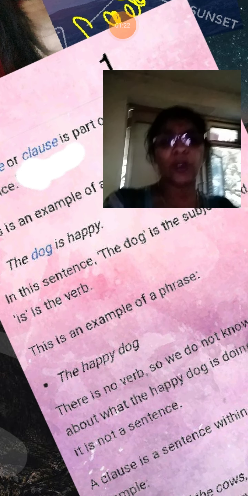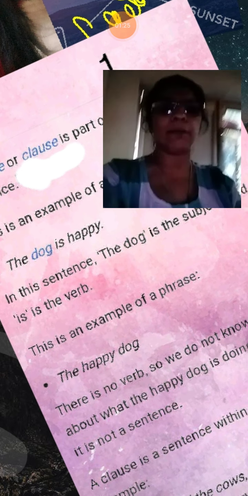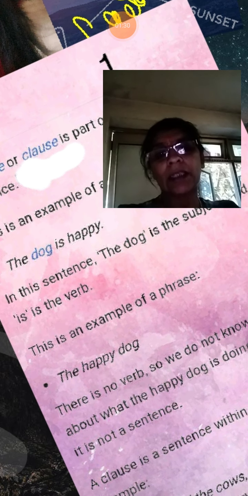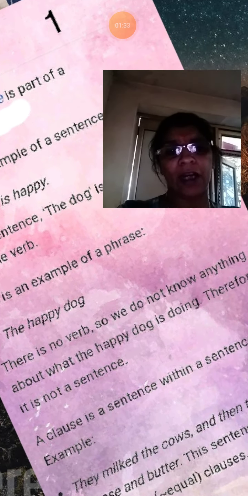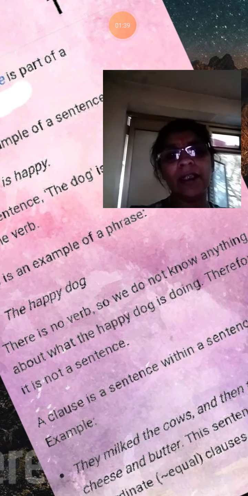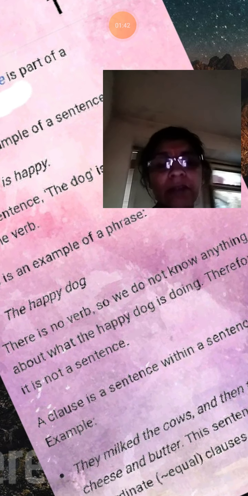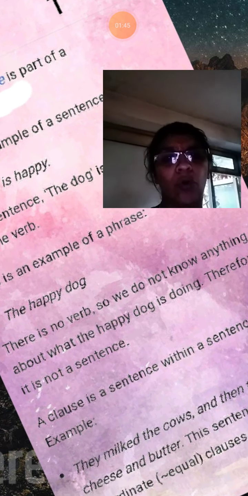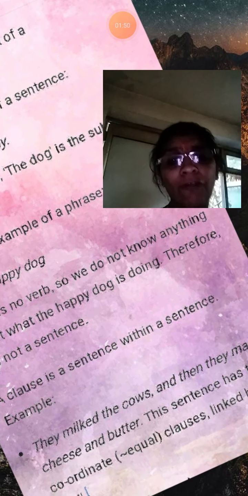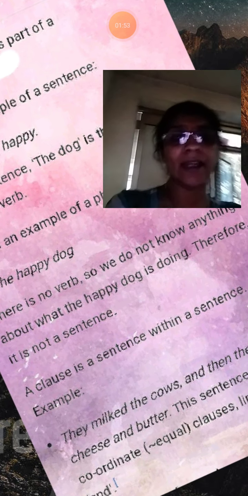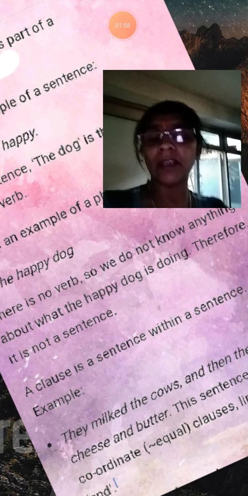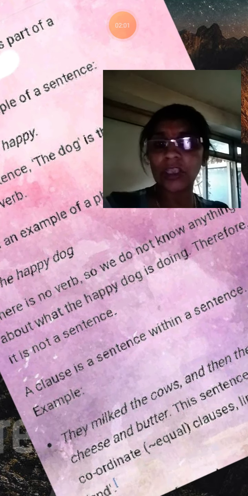This is an example of a phrase: The happy dog. There is no verb, so we do not know anything about what the happy dog is doing. Therefore, it is not a sentence. Understand? When there is no verb, then it is not a sentence.